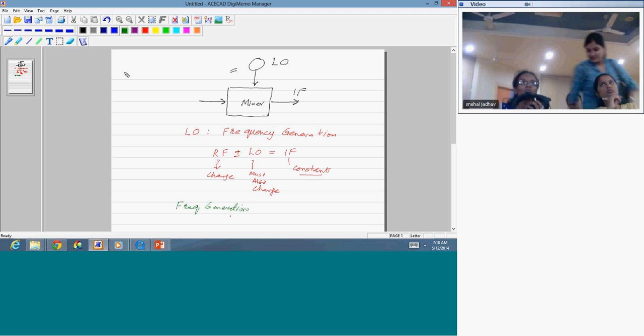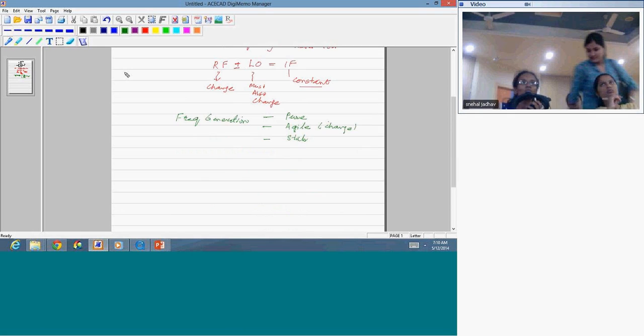The qualities that it must have: two basic qualities. It must be pure. The frequency must be very pure. The next thing is, it must be agile. Agile means it must change. The third thing is that it must be stable. These three things are very important so that your IF is constant.